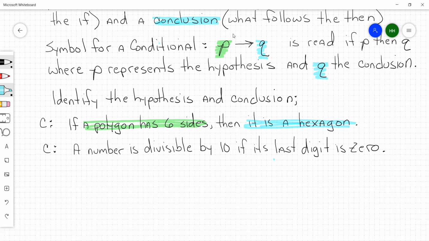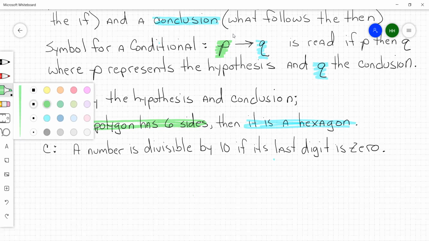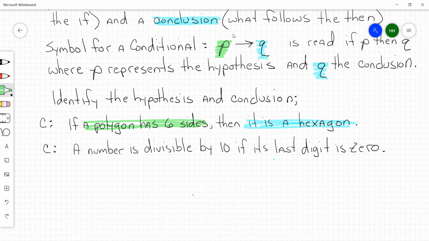And right here, we're identifying the hypothesis and the conclusion. The hypothesis follows the if, here's the if. And what follows the if is that the last digit is 0. There's your hypothesis: last digit being 0. When they're talking about its last digit is 0, you can say a number's last digit is 0. You can just say the last digit is 0. It's what followed the if.